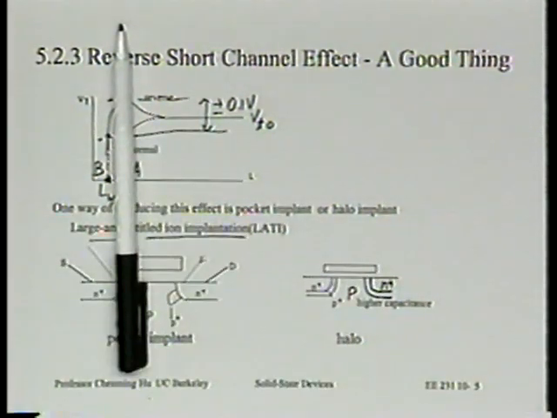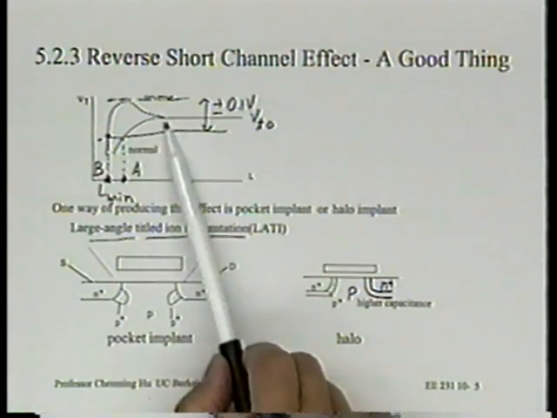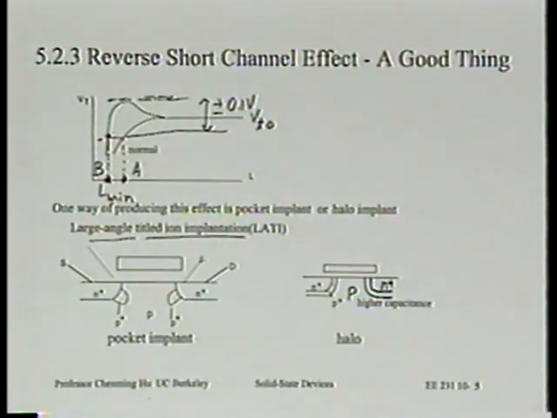How can you make VT rise as channel length gets reduced? Just use the concept we talked about before with narrow width effect. Can you see this could give you a VT rise as channel length is reduced? Can you see that? Sure. Your edge now will have a larger channel length. Is that right? I mean larger VT.